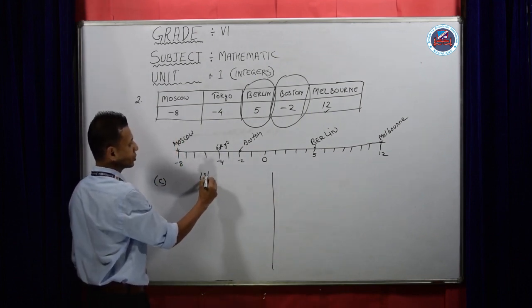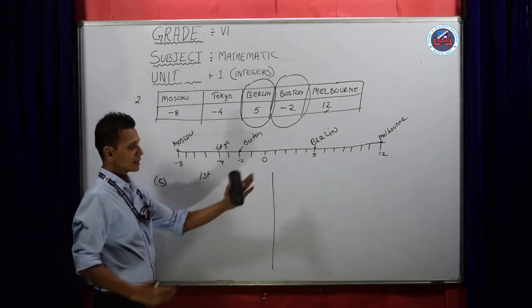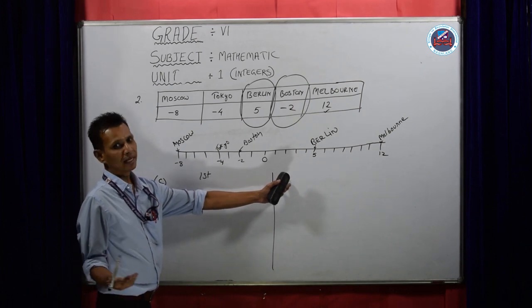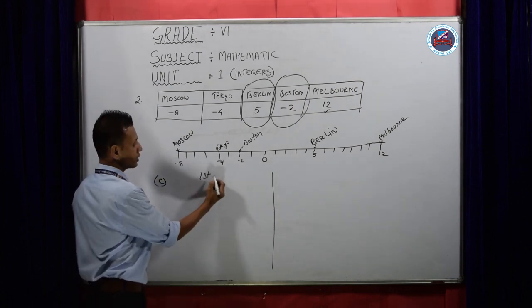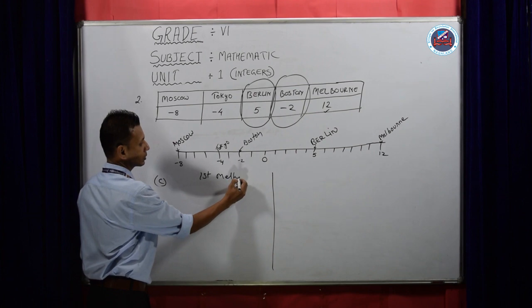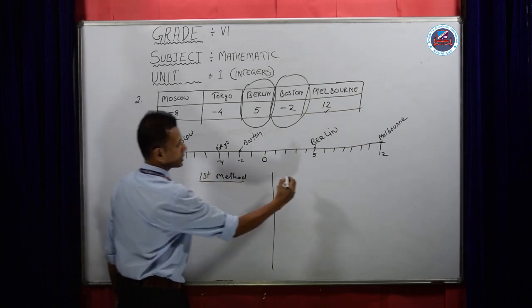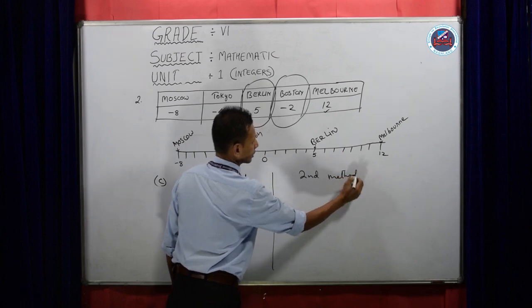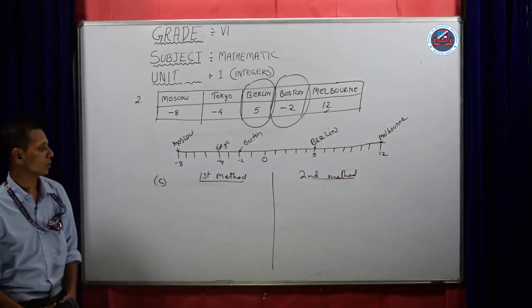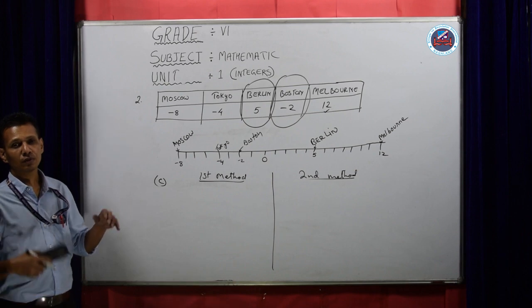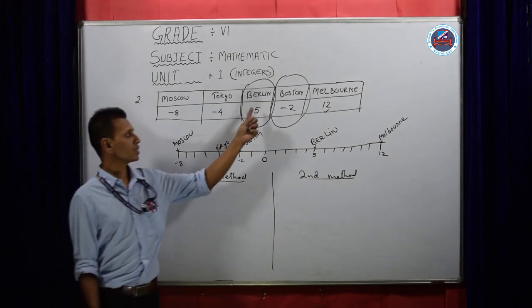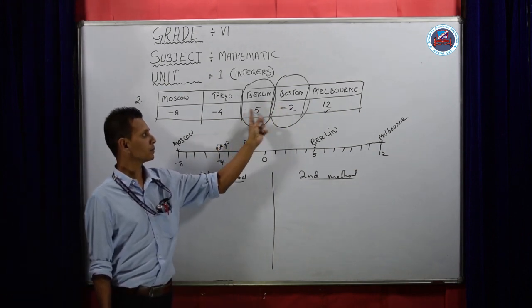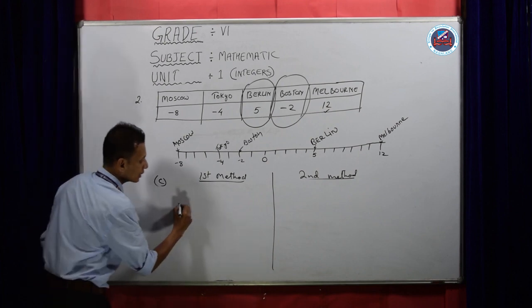First method, I will use a number line and solve. Second method, I will use the calculation method. First method. And this is my second method to solve this question. Now, question C says, find the difference between these two cities. I will use a number line.